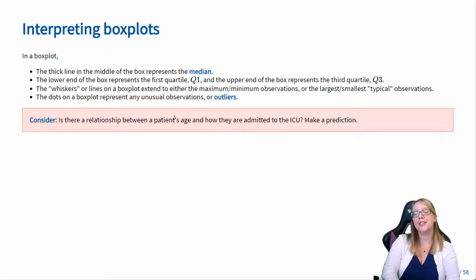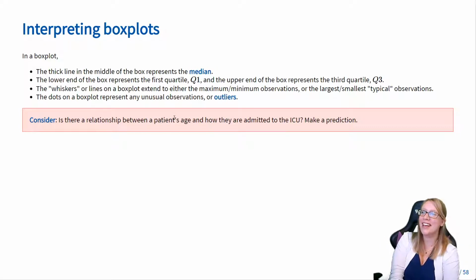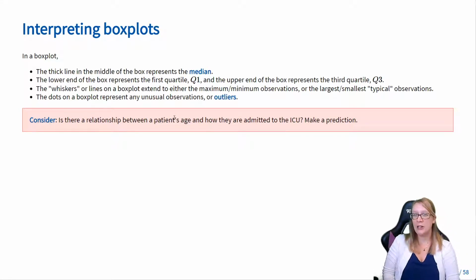The whiskers in a box and whisker plot extend to one of two things. They extend to either the minimum or maximum, or if there are outliers, they extend to the last point that is not considered an outlier. Those dots on the outside of the box plot would represent an outlier. So let's start with an example.